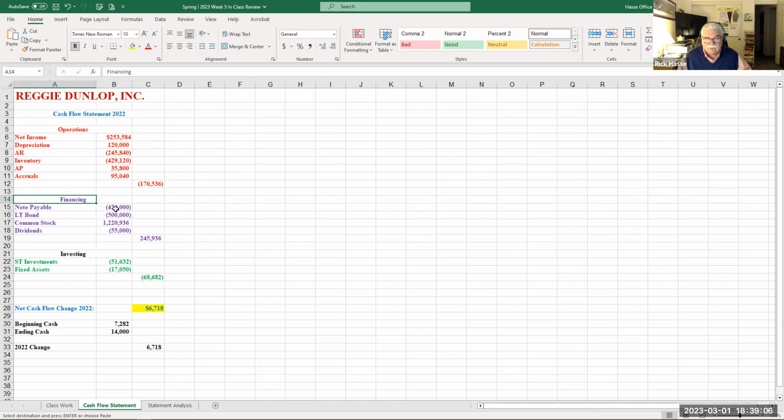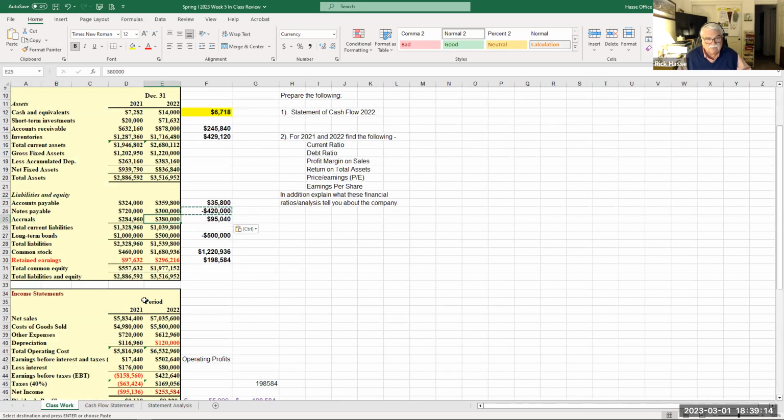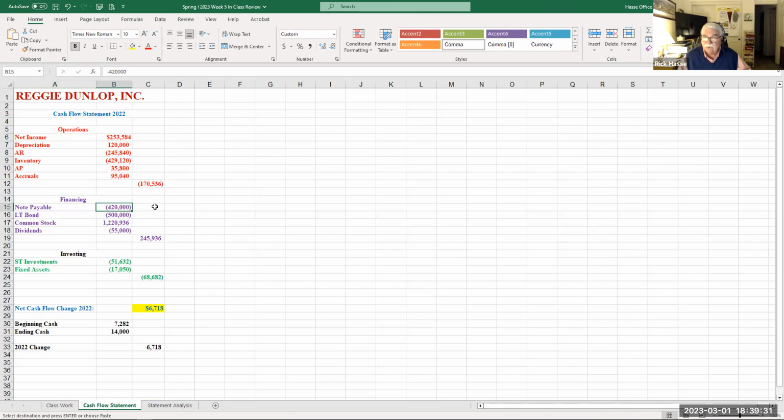It has to do with long-term debt, common stock, and dividends. So let's take a look at the long-term debt on the balance sheet. Notice our notes payable was reduced by $420,000 and our long-term bonds were reduced by $500,000. That means we paid off that debt partially. So on the cash flow statement under financing, it's negative cash flow. We paid $420,000 down on our notes payable, and we paid $500,000 down on our long-term bond obligations. So cash going out because we reduced the balance of those liabilities.